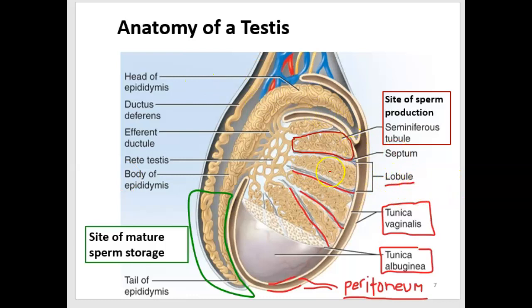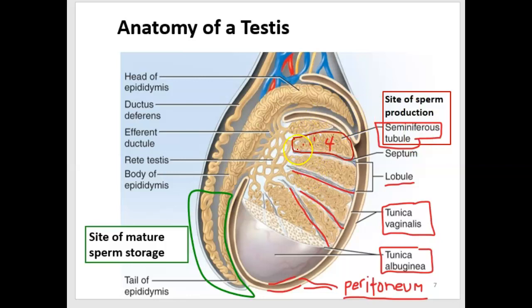The lobules contain ducts, and the ducts are called seminiferous tubules. So in each lobule you'll have four seminiferous tubules. The number's not that important, I shouldn't have even mentioned it. But the seminiferous tubules is where sperm production occurs. So the sperm begin developing in the seminiferous tubules.